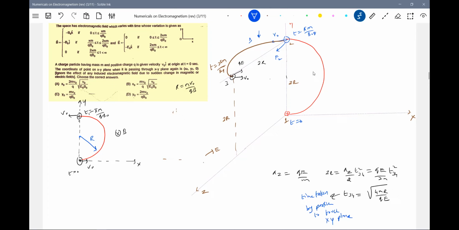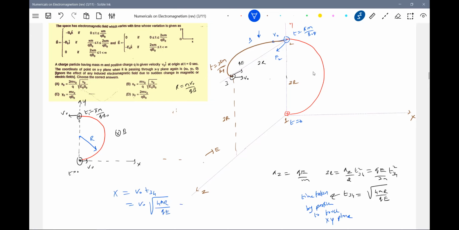The X coordinate is being asked. So in the meanwhile, where is it? It was on the z-axis only. How much distance will it move along the x-axis with a speed v0? So what is the expression we can write? X equal to v0 T34. So this should be v0 times 4mr by QE.